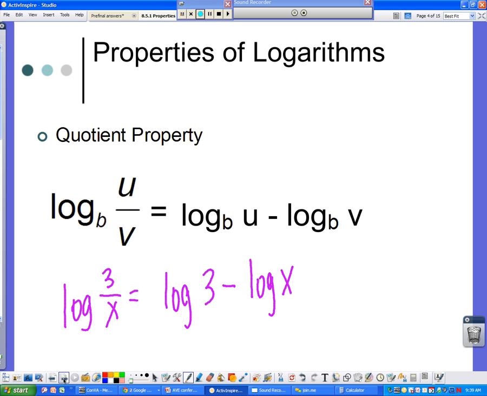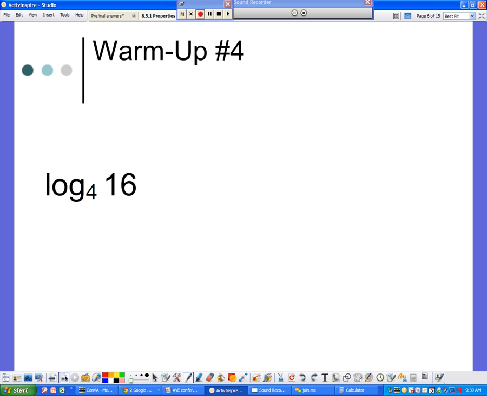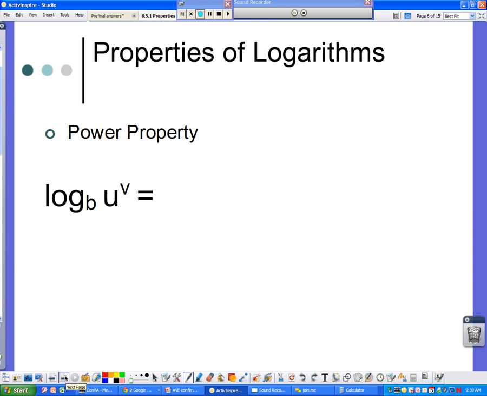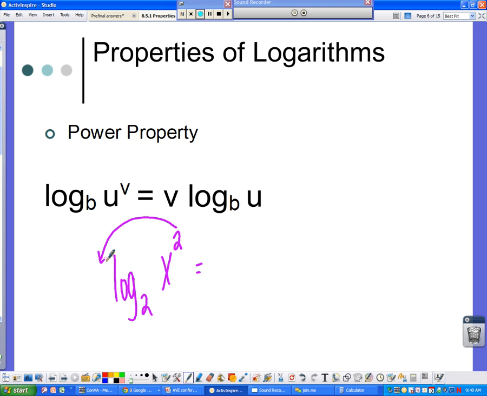All right, next property is whenever you have log base b of u to the v power, and you're raising it to the v power, this v is actually going to come right out front, so it turns into v times log base b of u. In other words, if I had, say, log base 2 of x squared, this 2 just comes right out front. So it becomes 2 log base 2 of x.